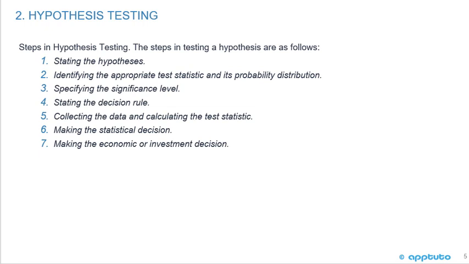Hypothesis testing. The steps in testing a hypothesis are as follows. 1. Stating the hypothesis. 2. Identifying the appropriate test statistic and its probability distribution. 3. Specifying the significance level. 4. Stating the decision rule. 5. Collecting the data and calculating the test statistic. 6. Making the statistical decision. And 7, very important, making the economic or investment decision.